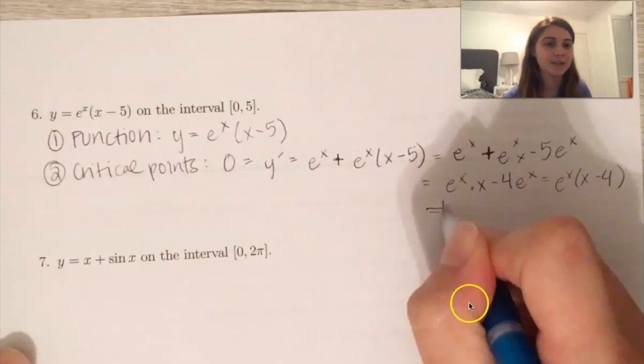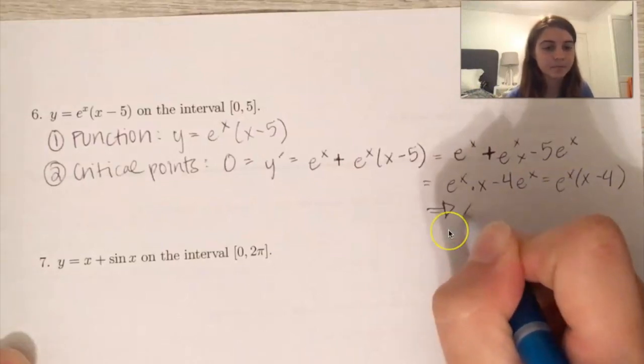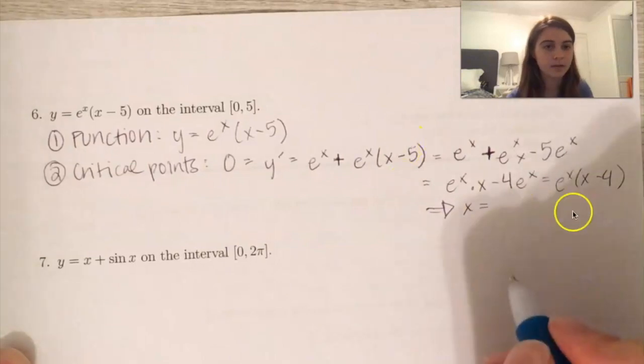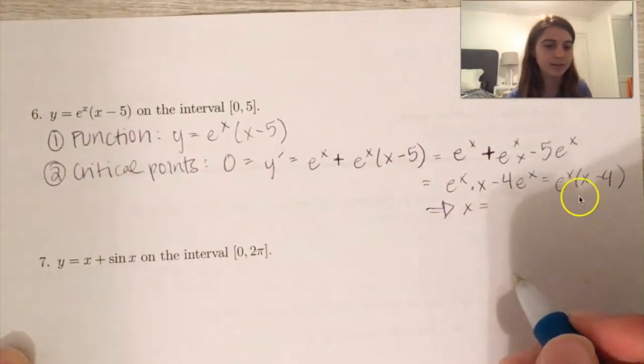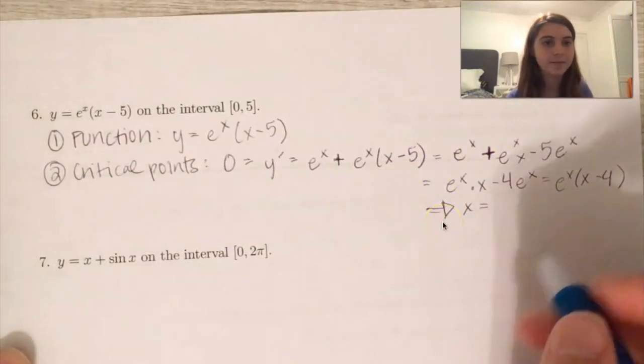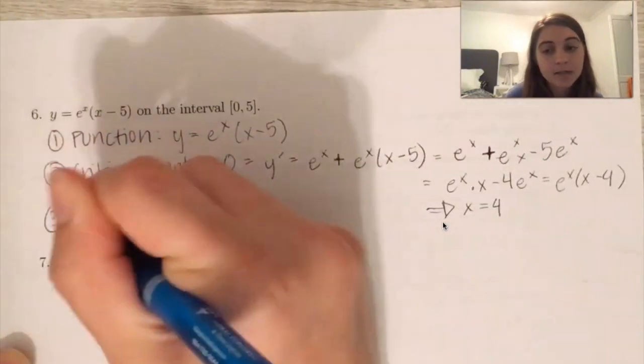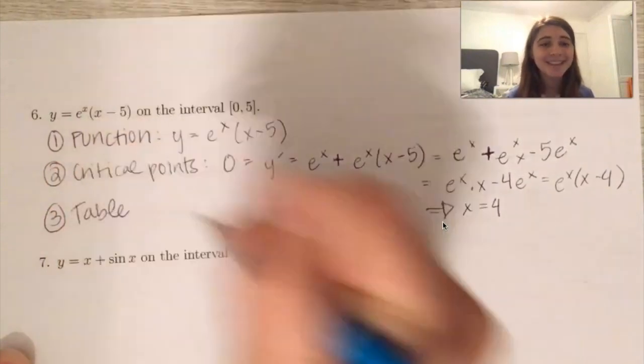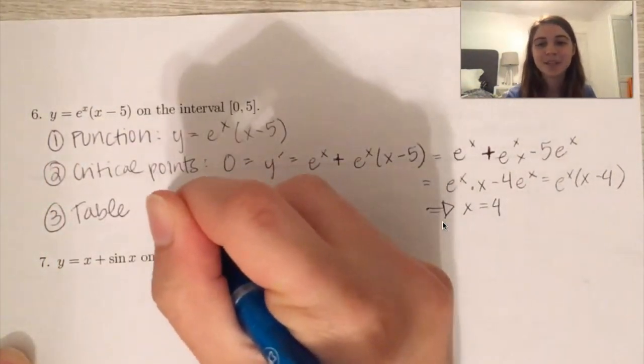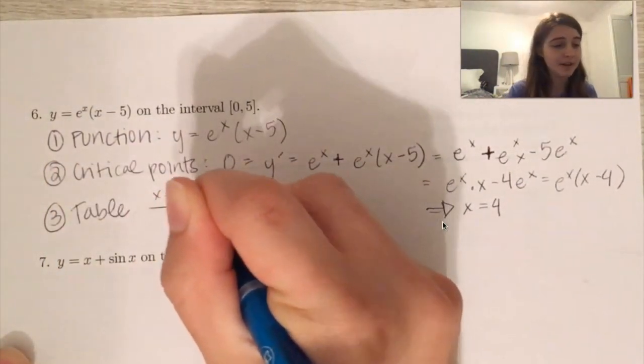Factor out that e to the x, you get x minus 4. So this is all correct. If you didn't follow all my mistakes right there, this, as it's written, is right. Our x equals 4, so now we got our table. Oh, it fits, yay. So we got 0, 4, and 5, 3 values.